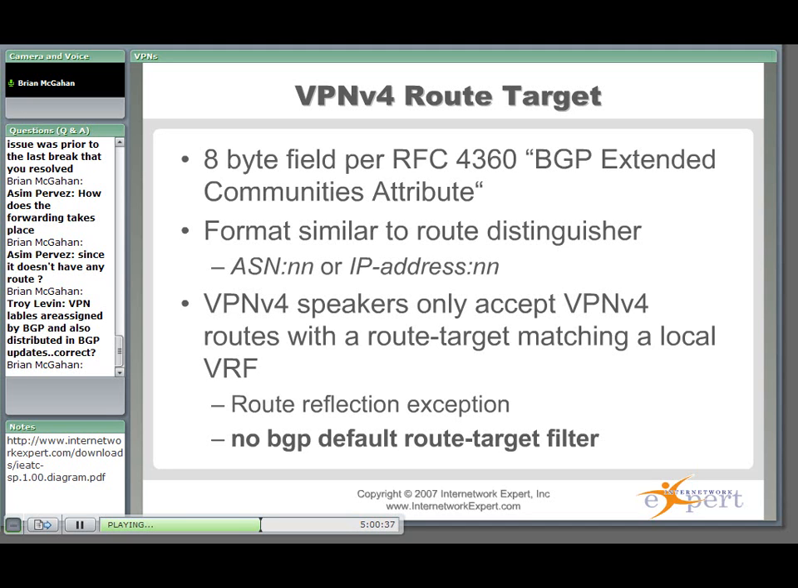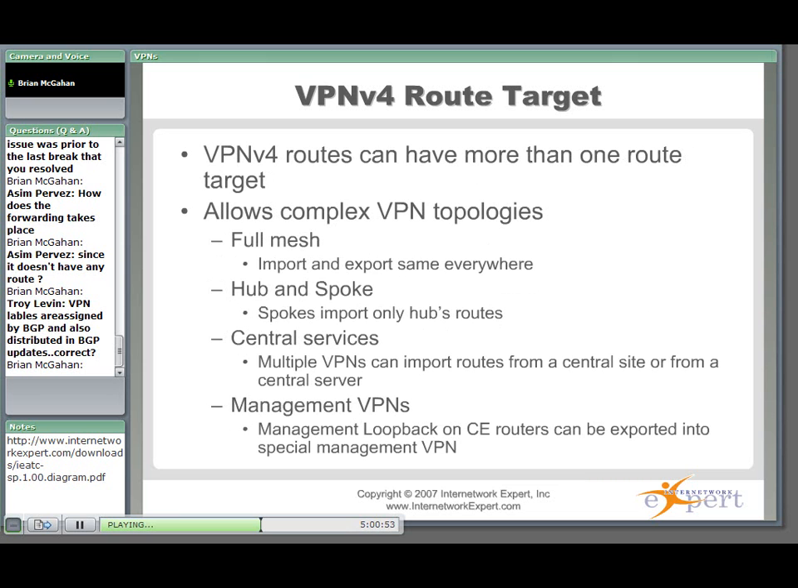Okay, we still need to make sure that the route distinguisher is going to be unique, because everywhere in the MPLS network that is going to be controlling that an individual VPN v4 route is unique. Okay, so even if we have overlapping addressing, the route distinguisher is going to take care of that for us.